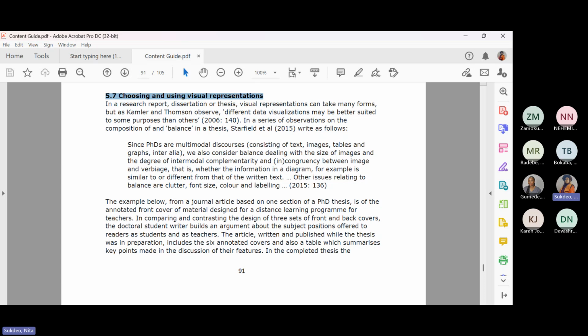So these are the things that we are guiding our students on: where they get the information from and how they use the information. Also, one of the things that we unpacked is choosing and using visual representation.